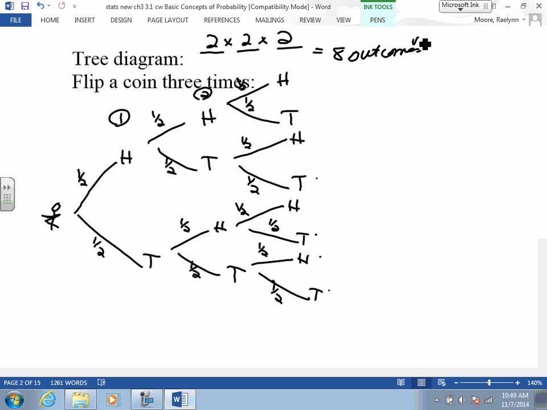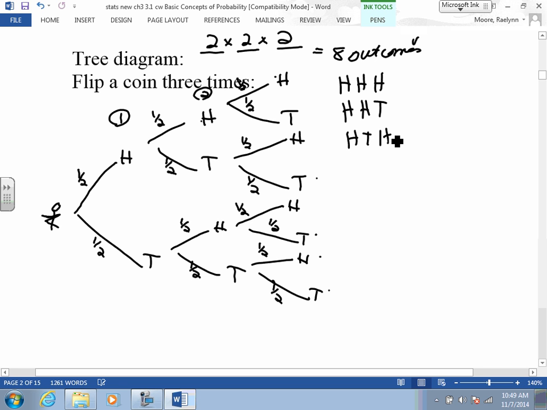To make our sample space, just follow your tree limbs. Heads, heads, heads. You have 3 things. Heads, heads, tails. Follow it all the way to the end. Heads, tails, heads. Get your sample space. Heads, tails, tails.